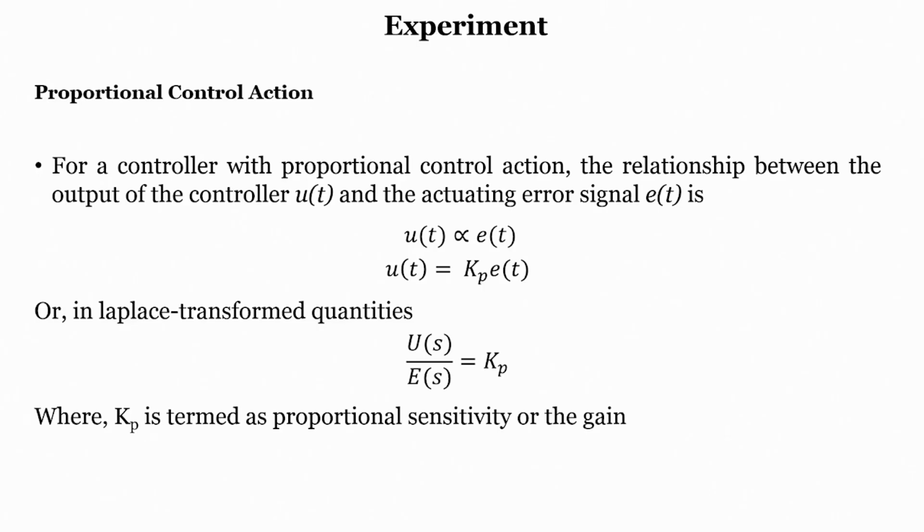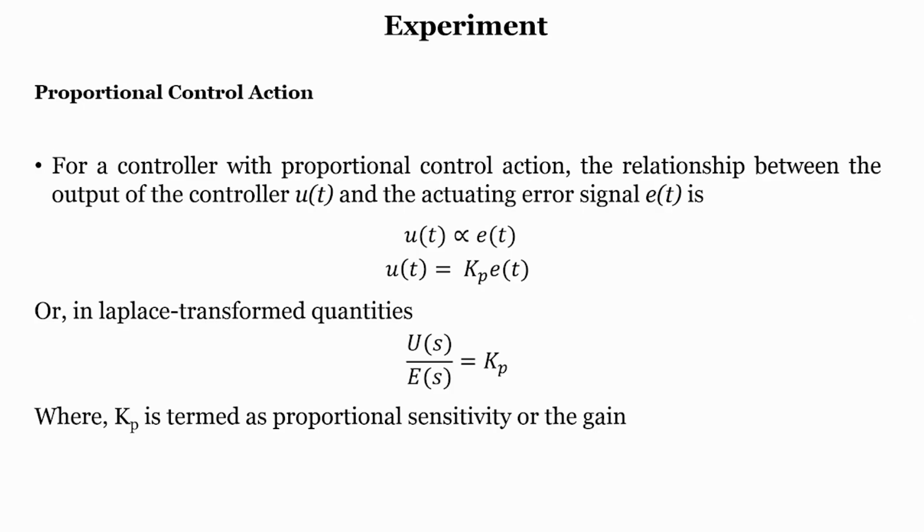So now we will see how the proportional control action will work. What is the difference between the previous controller that we have discussed, the on-off controller, and the proportional controller? We will discuss this and see how to implement the proportional controller using an operational amplifier.